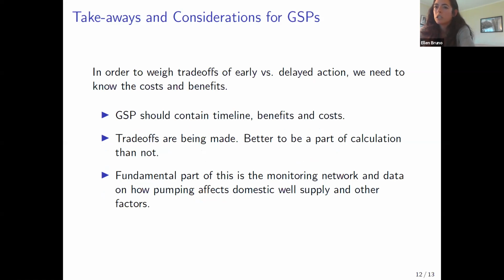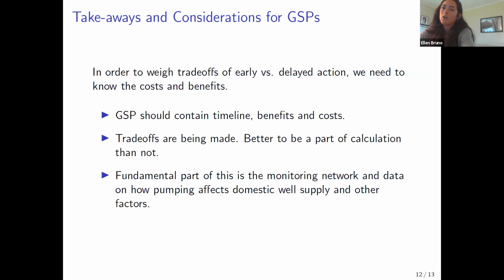And I think it's really important that every component, every aspect that's affected by groundwater management actions should be a part of the equation that is calculating these trade-offs. And so it can be really important to figure out how to value these other components that don't receive as much attention and can therefore get left out of the calculation altogether. And so a fundamental part of starting to estimate these benefits and costs is having a monitoring network and the data that's required to estimate the impacts.